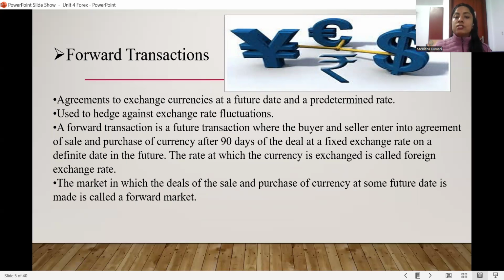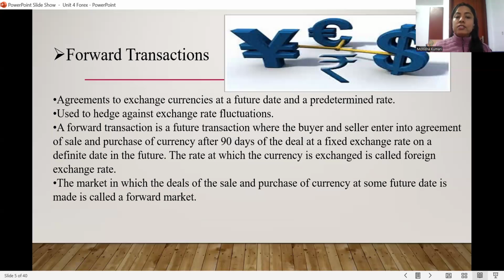So a forward transaction is where the buyer and seller enter into an agreement of sale or purchase for up to 90 days, meaning the duration will last till 90 days. That is the defined future. It's not within the 2 days. If it is going to be settled within 2 days, it will be a spot transaction. But when it comes to a longer duration for a future date, but the price is fixed at the present, then that is known as a forward transaction. And the rate at which the currency is exchanged in this forward transaction is known as the forward exchange rate.